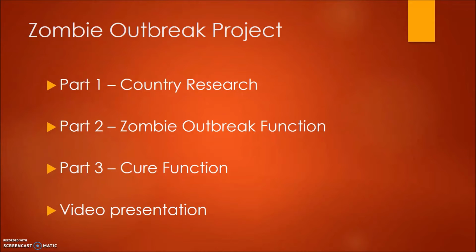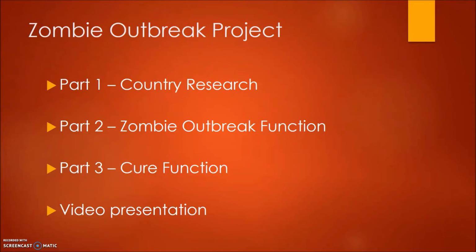For part 2 of the zombie outbreak project, you will be creating an outbreak function to model the potential effect of the disease in your selected country. For this part of the project, you will receive an outbreak infection rate percentage, which will be used to create an exponential function to model the zombie outbreak in your country. Once you have the zombie outbreak function, you'll also be creating a digital table and graph to represent the effects of the outbreak on your selected country.